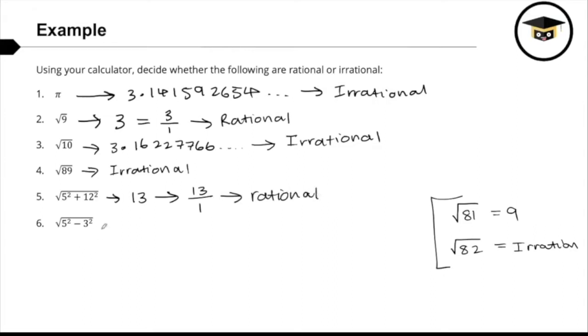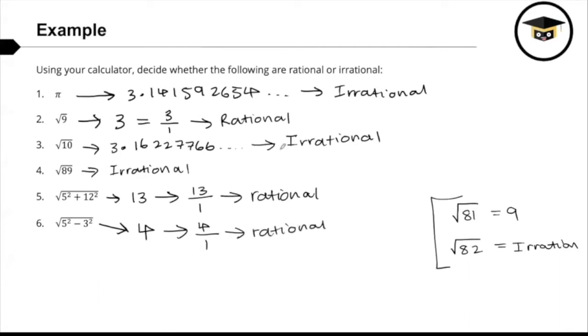And finally, we have number 6. We have the square root of 5 squared minus 3 squared. So if I put this into my calculator, that is going to give us 4. And so we know that 4 can be written as 4 over 1. And that is going to be a rational number.